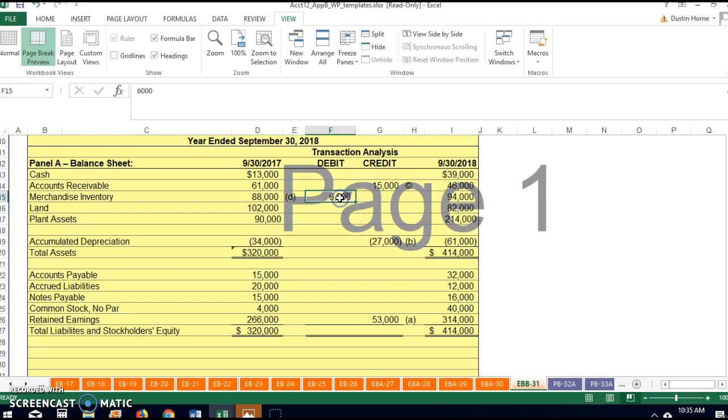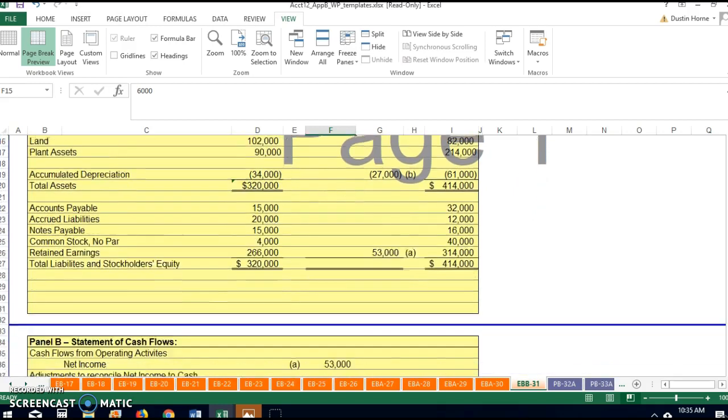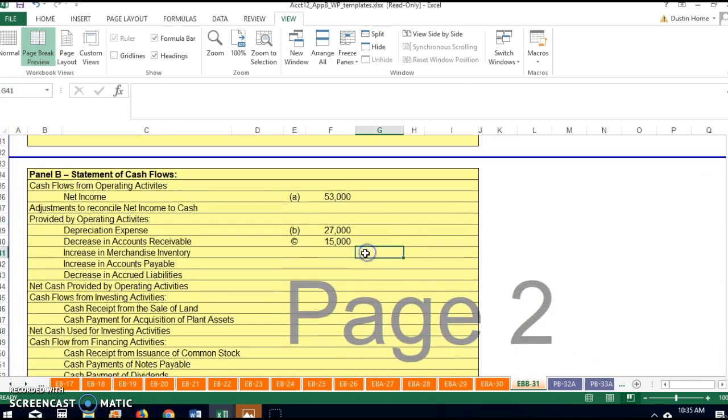And the inventory increase, what does that mean for cash? That means I bought more inventory than I sold. So I'm going to have less cash, which you can see automatically it's a credit because I just debited it to increase it. So it's going to be a credit down here for the cash. Okay, so there's your increase in merchandise inventory. Remember, increase in a current asset means decrease to cash.